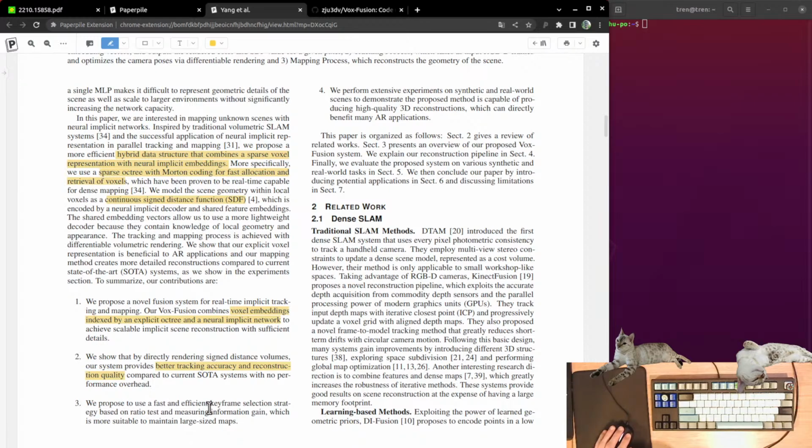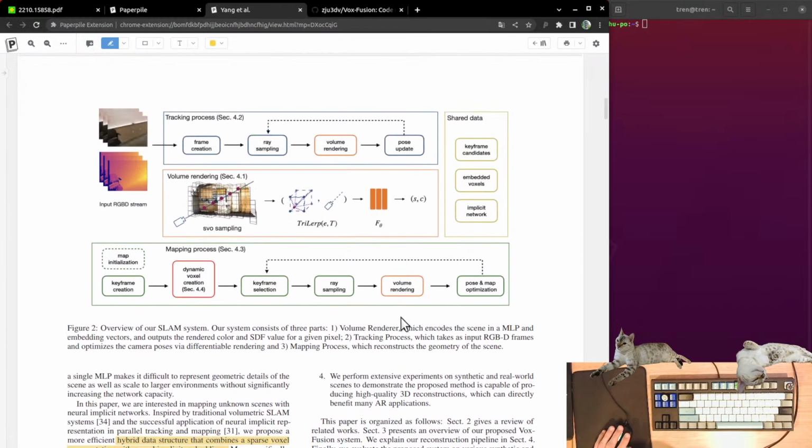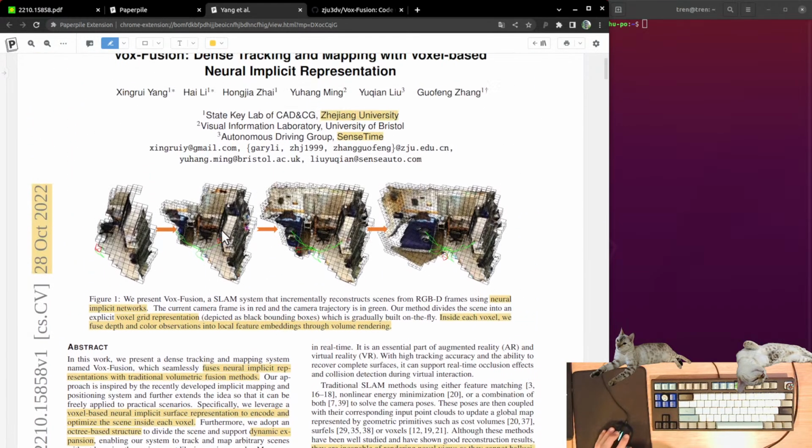We propose to use a fast and efficient keyframe selection strategy based on ratio test and measuring information gain, which is more suitable to maintain large size maps. Okay. So keyframe selection, what does that mean? So, right, you have a video. So you're moving through this little scene. That's what this green line is, basically the center of the camera, right? And this is probably a cell phone, right? This looks like the inside of some guy's room.